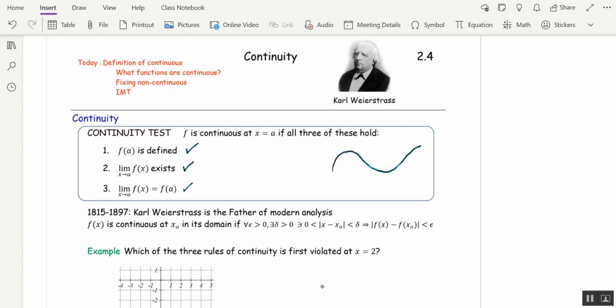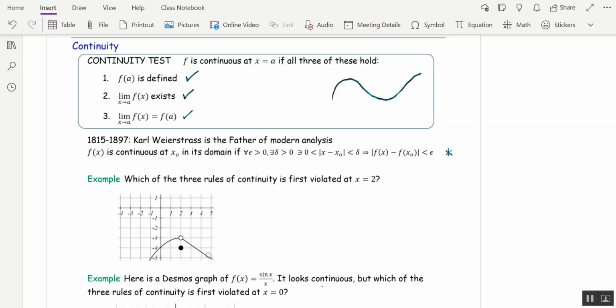Now here I've got the mathematical definition of continuity just for fun for you, and don't worry, in a few years you'll be able to read that without any problem. So let's look at some examples. Which of the 3 rules of continuity is first violated at x equal 2?